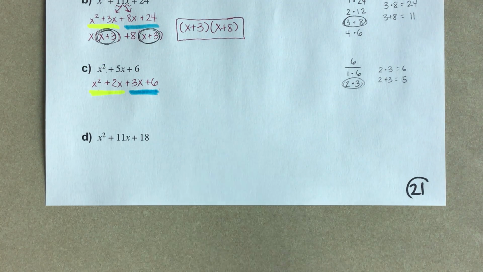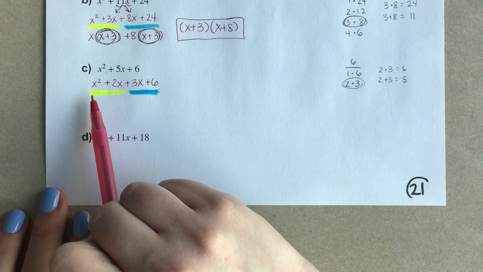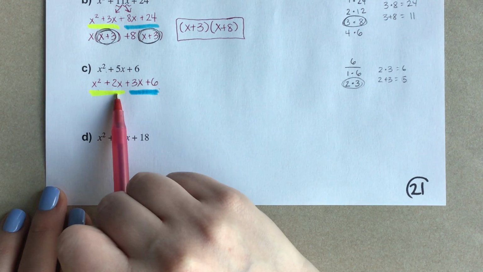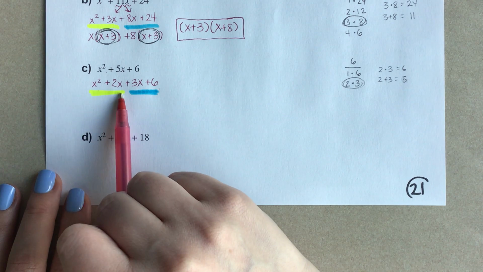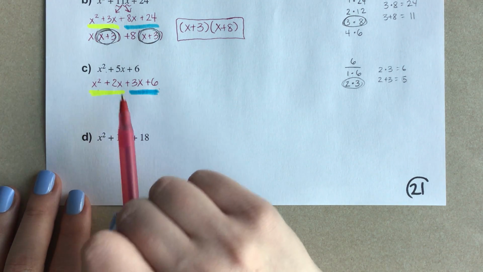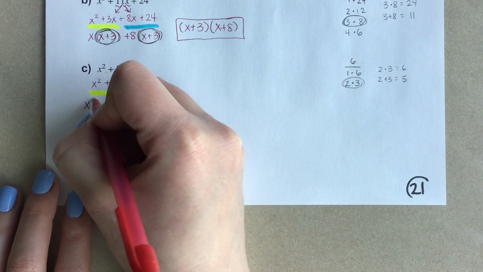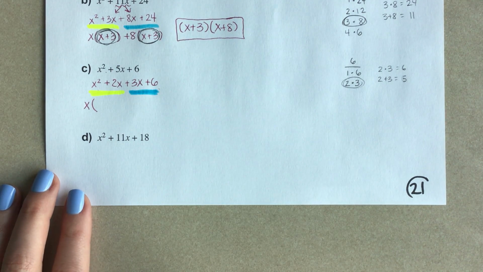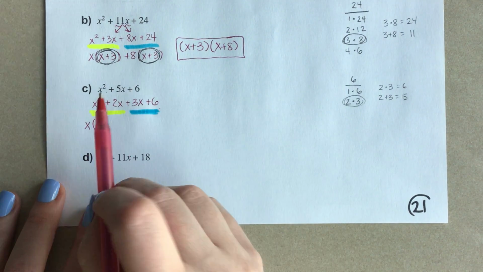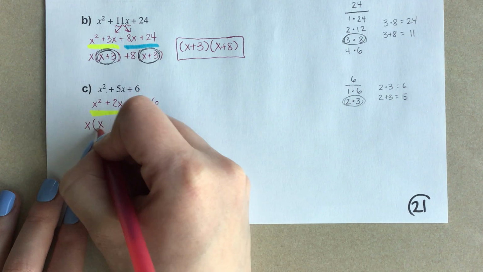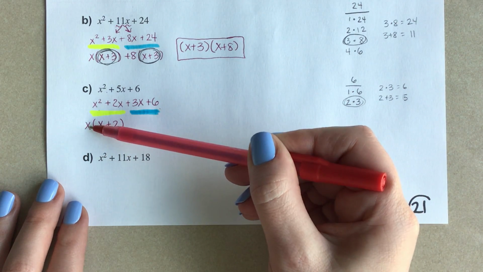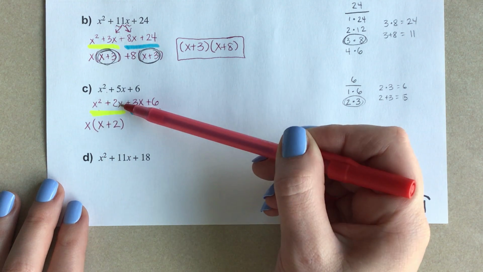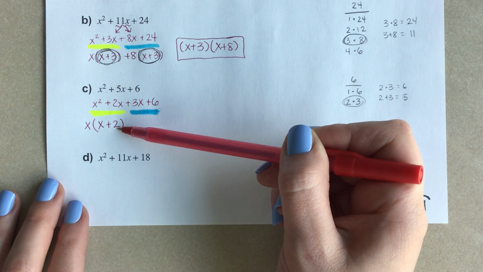Okay, now looking at that information, I'm finding the GCF of the first two terms. What's the biggest thing I can pull out of the terms underlined in yellow? I can pull an x out of both of those. So I'm going to write x and then write down what I have left over. When I pull an x out of both of those terms, I have x remaining and then plus 2. X squared with an x pulled out is x. 2x with an x pulled out is 2.